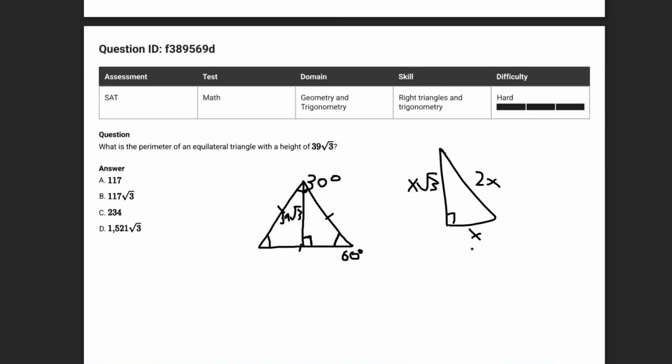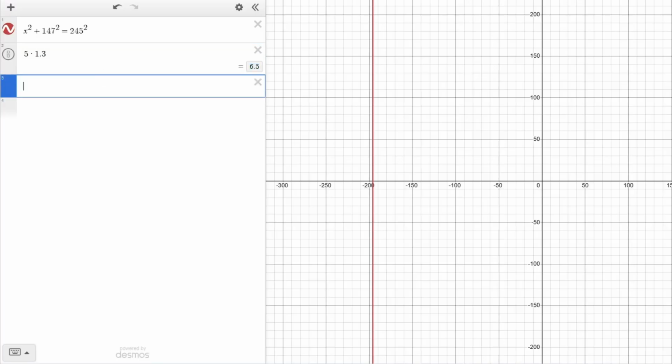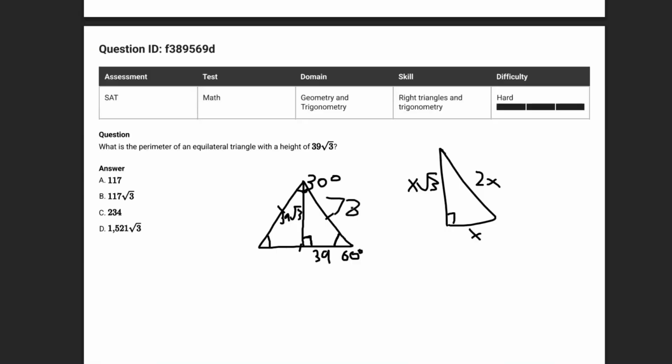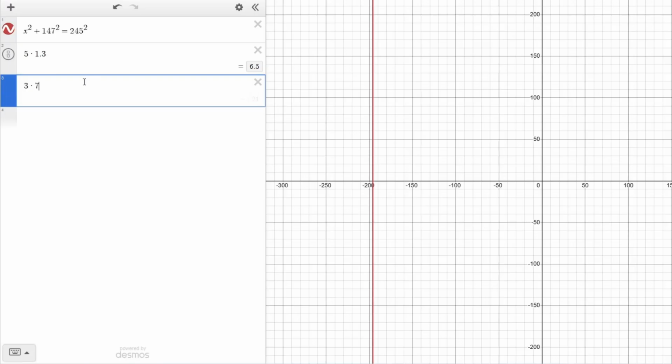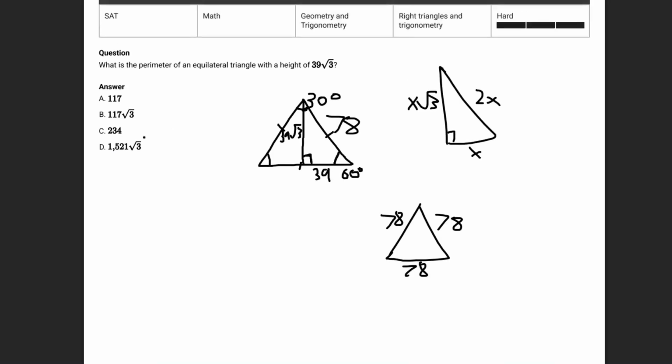So if x is 39 right here, then the hypotenuse, this side right here, is 2 times x, which is just 78. So if we redraw the triangle so it looks neater, this side is 78. And we want to find the perimeter of the equilateral triangle, right? And all 3 sides are the same. So you do 78 times 3. 234, and that's the perimeter, so your answer is C.